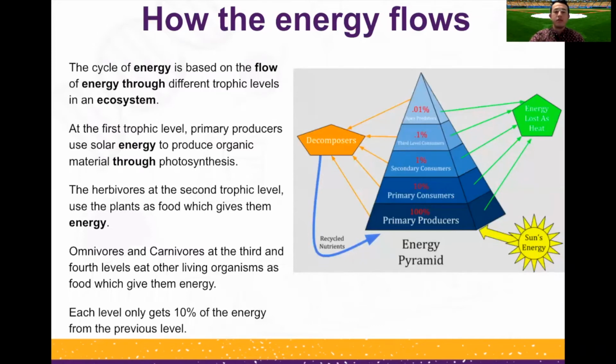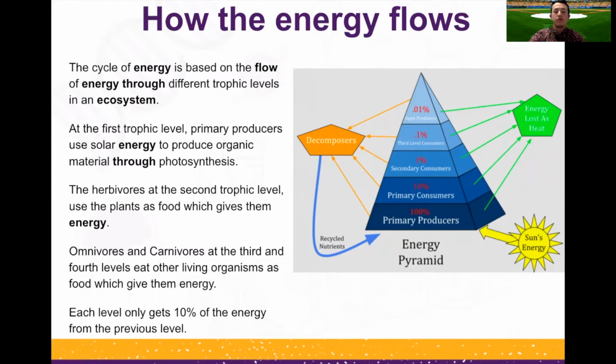producers use solar energy to produce organic material through photosynthesis. The herbivores at the second trophic level use the plants as food, which gives them energy. Omnivores and carnivores at the third and fourth levels eat other living organisms as food, which gives them energy. And we have to remember that rule of 10, right?